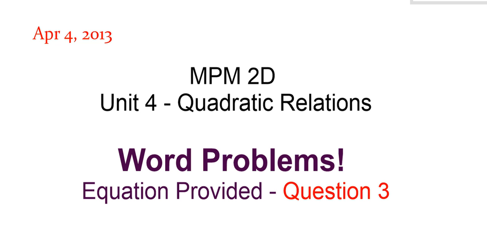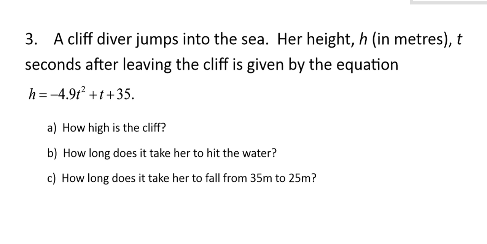This video is for grade 10 students who are working on the quadratic relations part of the course. It's question number 3 on a series of word problems that I've assigned. So, here's question number 3 from that worksheet. It says a cliff diver jumps into the sea. Her height in meters, t seconds after leaving the cliff, is given by this equation.